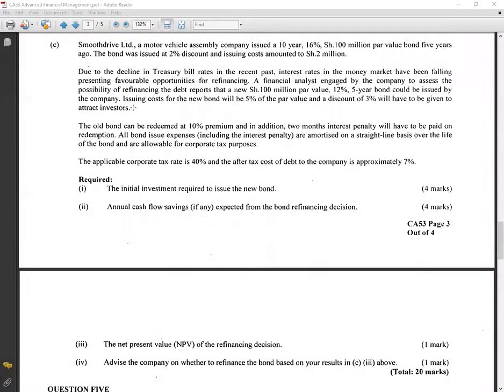They have told us a motor vehicle company issued a 10-year, 16% bond, of course this is 16% per annum. This is the rate of interest, 16% of the total par value. So 16% of 100, which will give us how much here, somebody? 16. But as I pay interest, I remember Modigliani and Miller.